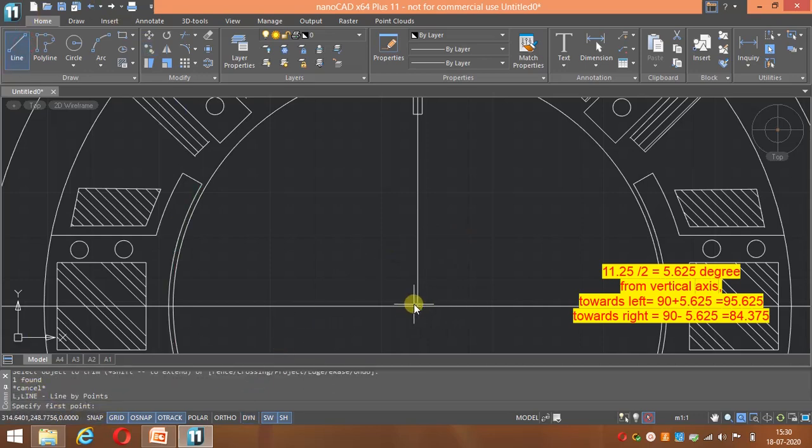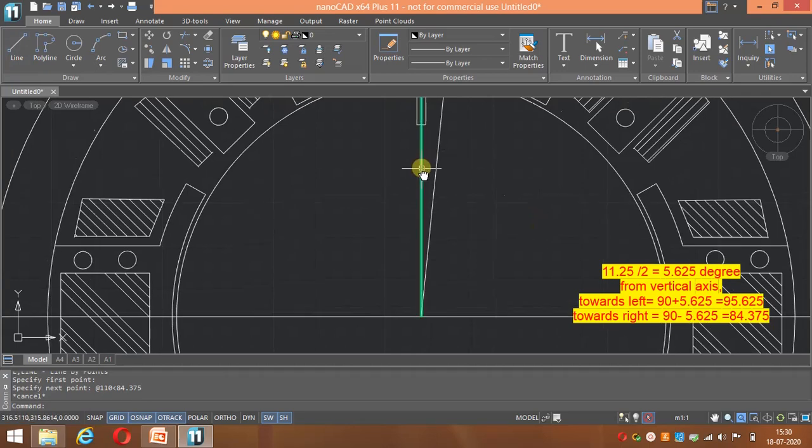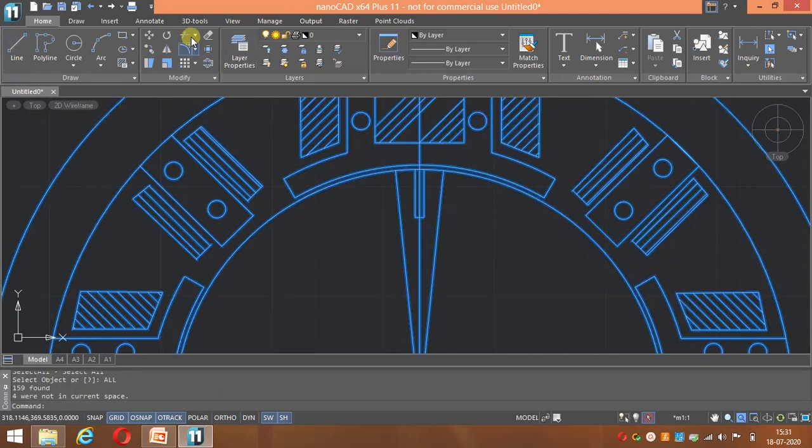Take a line. This will be the first point. Okay, and 110 will be the length of the line, and the angle is 84.375. How did I get this 84.375? It is nothing but 90 minus 5.625. Clear? So another one is 90 plus 5.625. It means obviously it is 95.625. So take a line from this point. Now go for Control A and then trim.